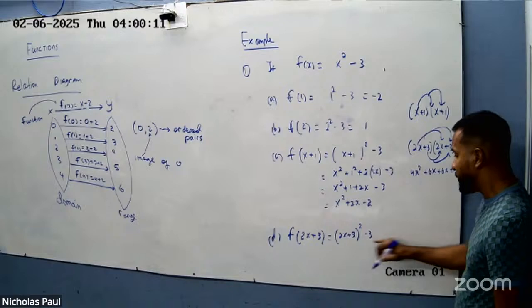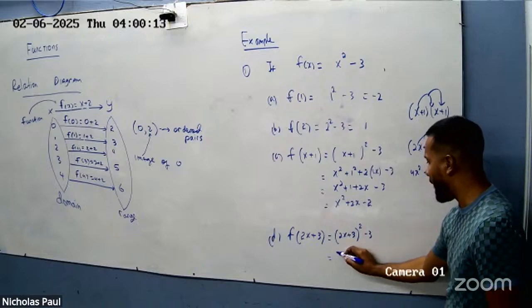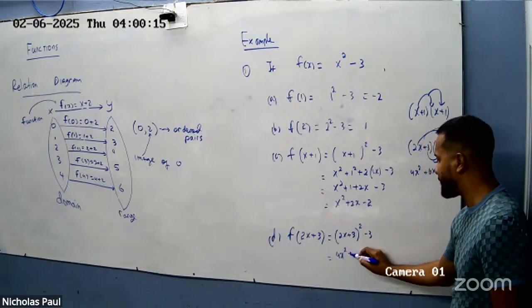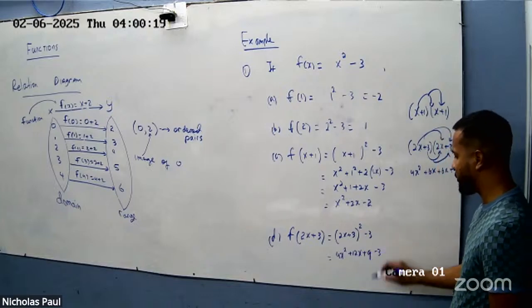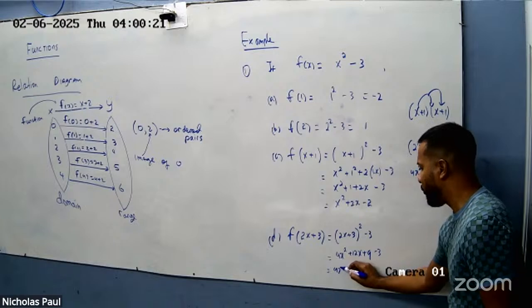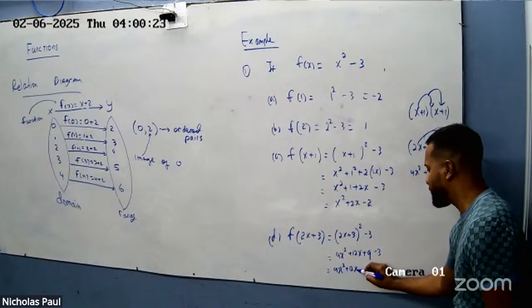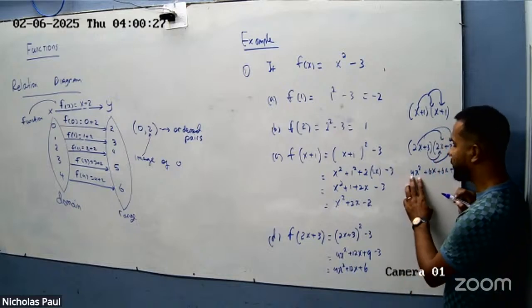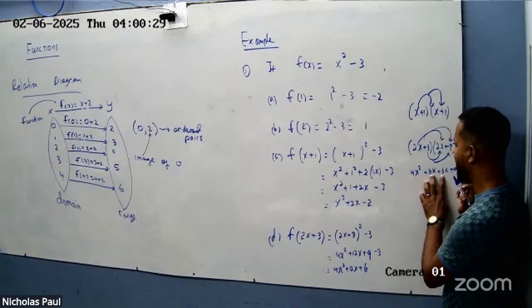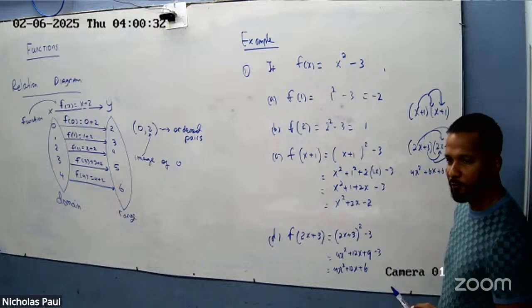So when I expand this out, I am supposed to get 4x squared plus 12x plus 9, and then I go minus 3. So I'll end up with 4x squared plus 12x plus 6. 2x by 2x is 4x squared. When you add up here, you will get 12x plus 9.